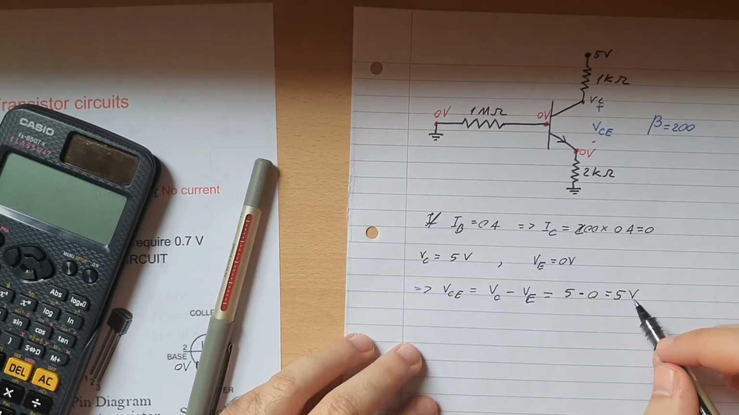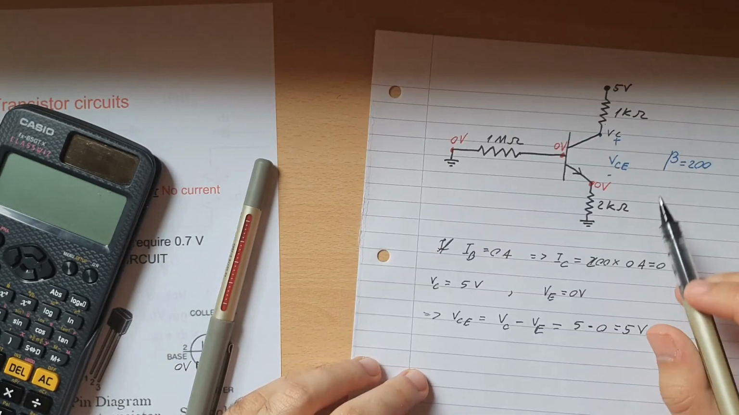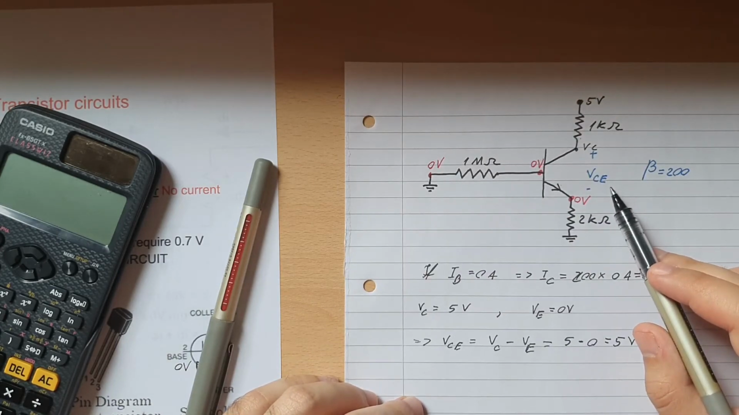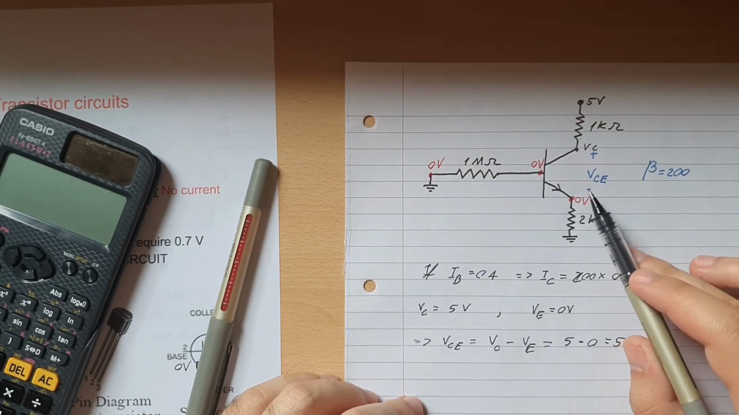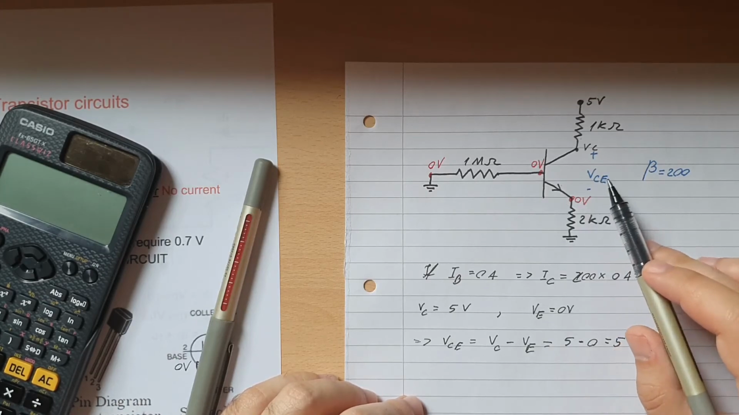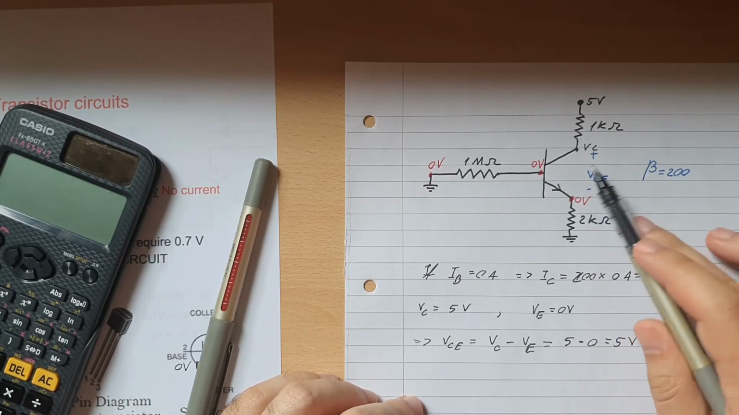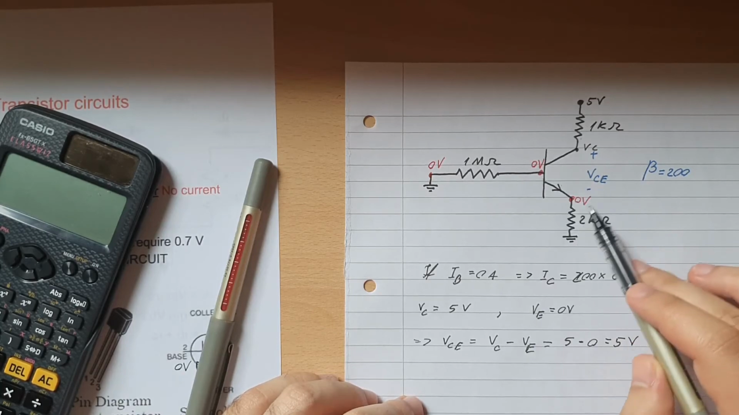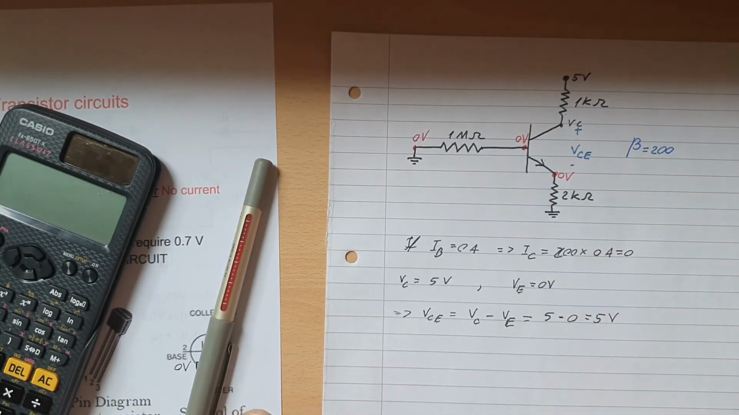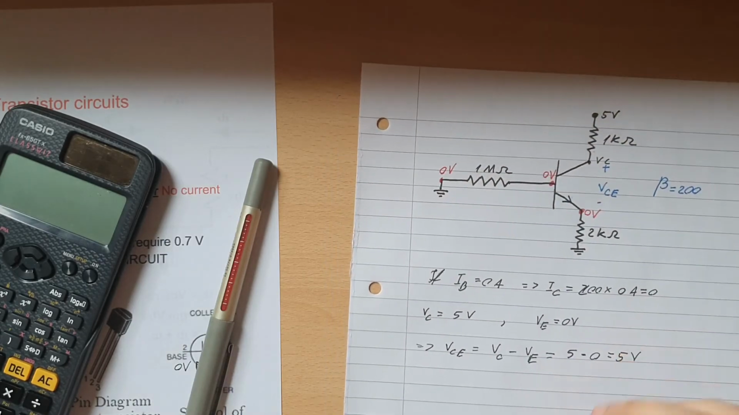VCE has a drop of only 5 volts. There is not more than that or less than that, because again there's no current going through here, so that means all the voltage drops at this point before reaching VE. Alright, so this is how you solve this one. Very simple.